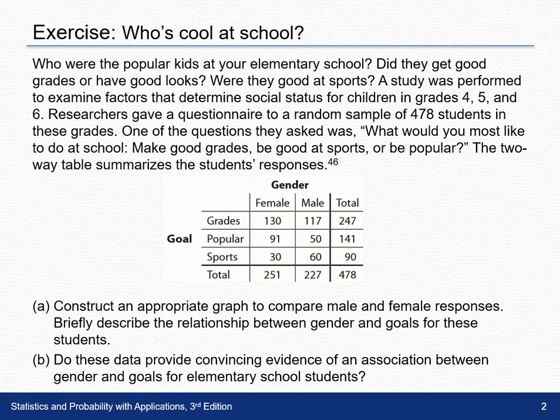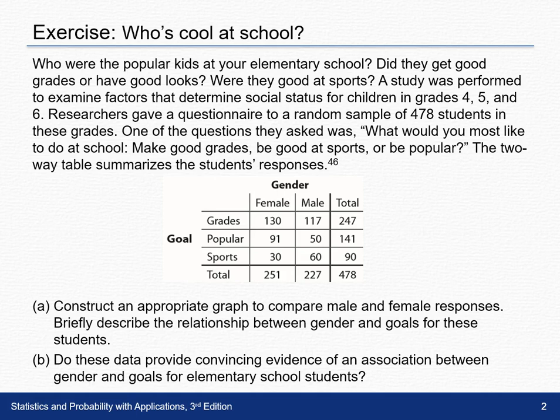A study was performed to examine factors that determine social status for children in grades 4, 5, and 6. Researchers gave a questionnaire to a random sample of 478 students in these grades. One of the questions they asked was, what would you most like to do at school? Make good grades, be good at sports, or be popular.